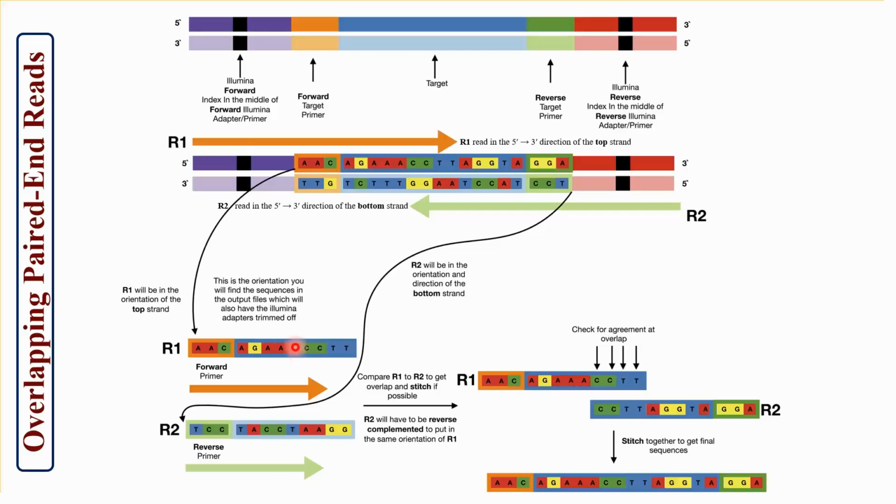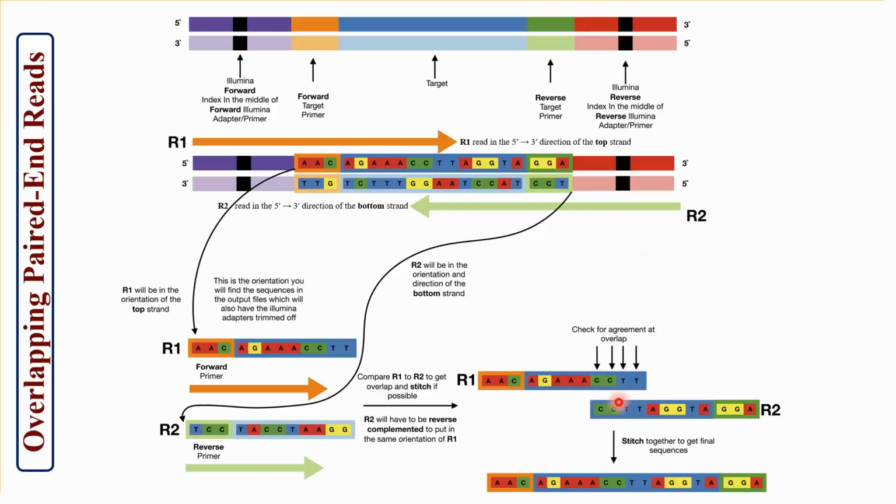On the other hand, read 2 starts from the reverse primer on the right side. It also reads in the 5' to 3' direction, but on the opposite strand. As a result, we get read 2 as we can see here. So effectively, read 1 and read 2 are moving toward each other. Now here is the important part. If the DNA fragment is short enough, the two reads will overlap in the middle. As we can see here, this overlapping region is shown here.